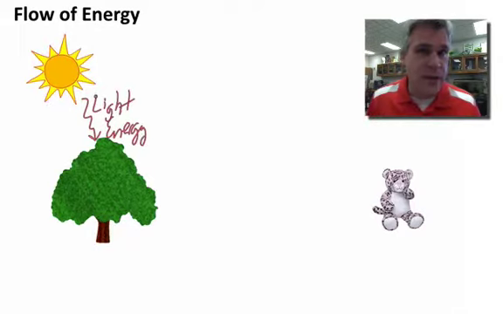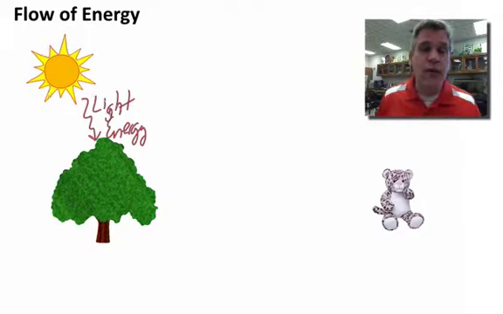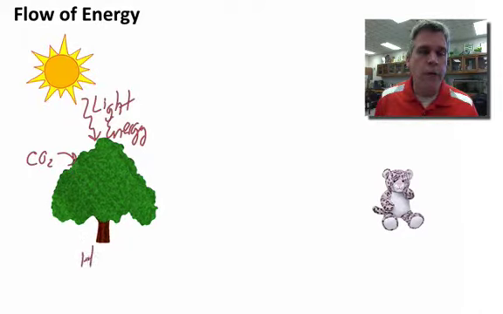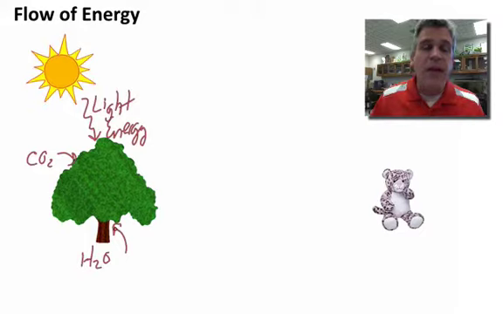We can't use light energy as is, but we have autotrophs that can. So for instance, this tree can take light energy. It's going to take carbon dioxide from the air. It's going to take water, and in this case, because this particular plant has roots, it's going to absorb it through its roots, and it's going to get into the leaves.